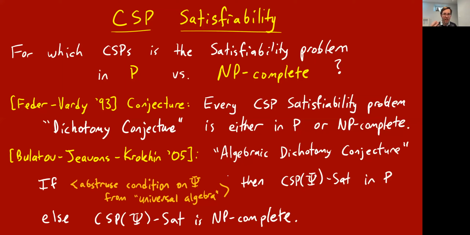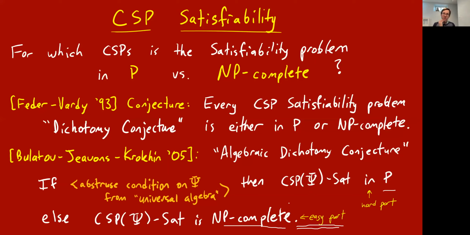They gave you some abstruse algebraic condition such that if it was satisfied, they conjectured that this CSP satisfiability problem is in P. And if it's not satisfied, they conjectured that it's NP complete. Strangely, this part of the conjecture was the easy part that was known for sure. If your CSP doesn't have this property, it was provably NP complete. What was missing was the hard part: that these CSPs that do have this property are in P.